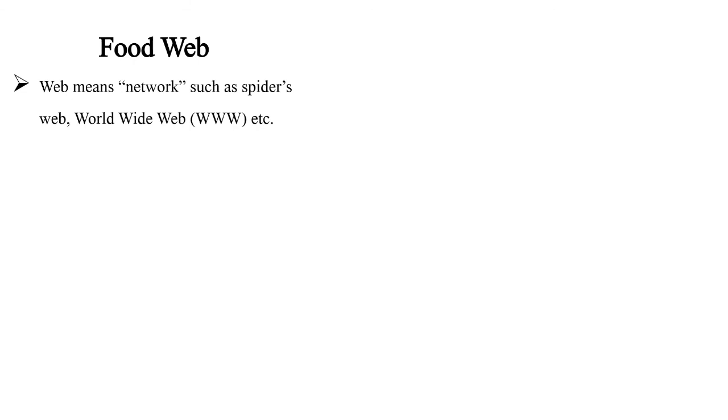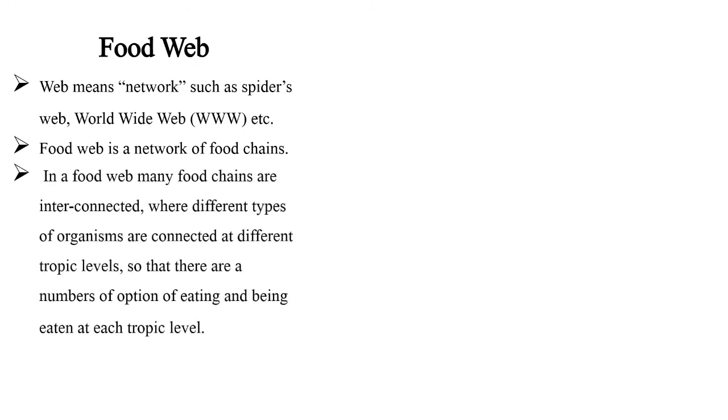Now let's understand the concept of food web. Food chains overlap, since most organisms have more than one item on their menu. Again, an organism could be found on the menu of many other organisms. Thus, we have a complex network of interconnected food chains. Hence, the web is created. That is a network. Food web is nothing but a network of food chains.